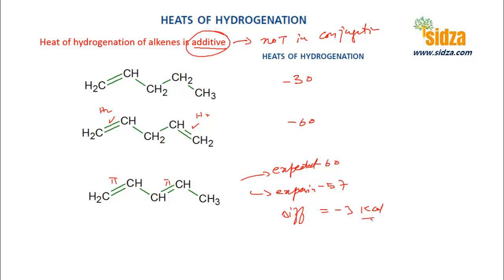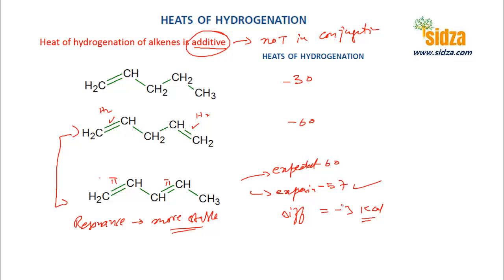This 3 kilocalories of difference is because of the resonance. We know that resonance always provides stability. Due to the delocalization of the pi electrons, the molecule becomes more stable. When there is resonance, the molecule releases some energy and becomes stable. So if you compare the molecule without resonance and the one with resonance, the conjugated molecule is a little more stable. That's why the heat of hydrogenation will be less.